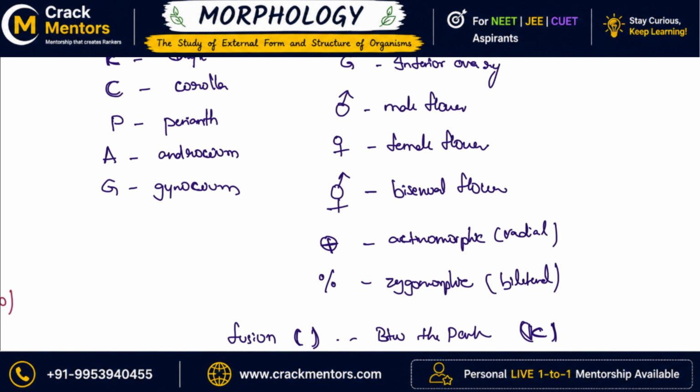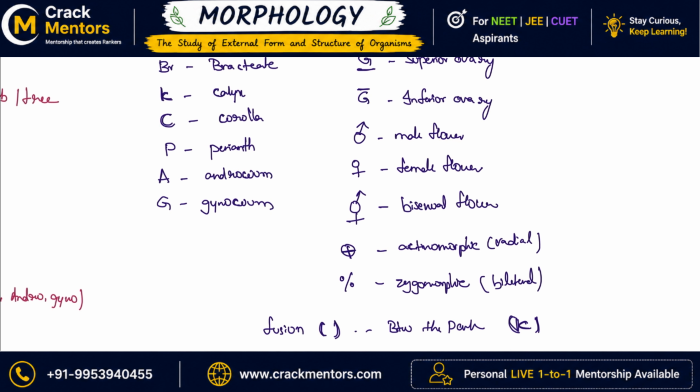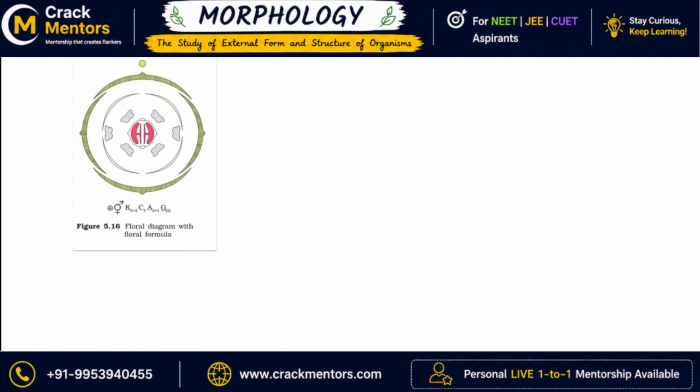Next, coming to a floral diagram, let us see how a floral diagram looks. We have seen the floral formula and different symbols used in the floral formula. We'll now see the floral diagram. This is how a floral diagram looks. A floral diagram is the diagrammatic representation of a flower. It shows the number of floral parts.